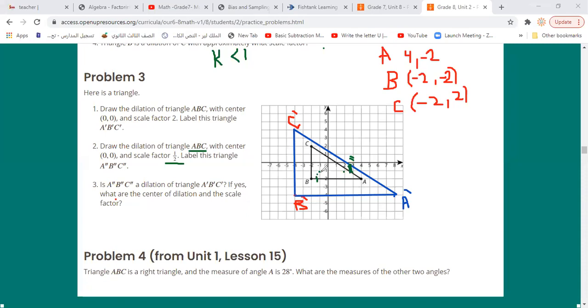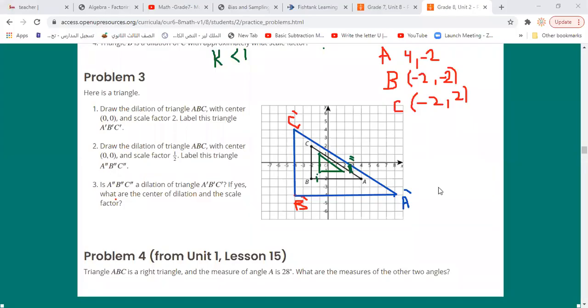Okay, -1 and -1, right? And what about C double prime? -1 and 1. Okay, I will connect them. Here it is. Okay. The third question.